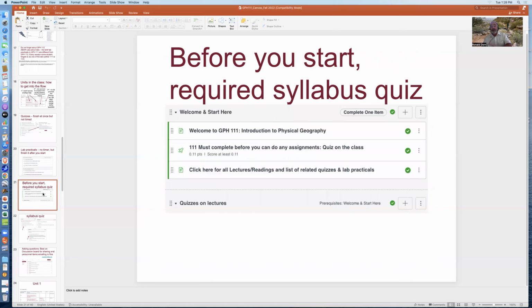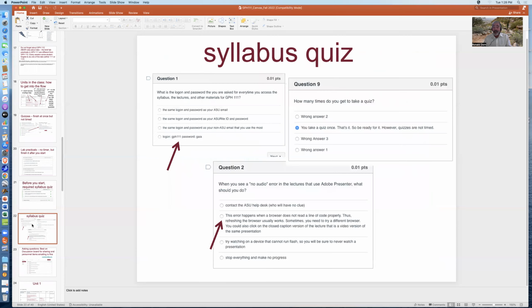But before you can do any of this, you have to take the required syllabus quiz. You need to read the syllabus, and you need to get 100% on the syllabus quiz. I used to not do a syllabus quiz, but too many students just didn't read the syllabus, didn't understand the rules, and didn't even watch this presentation to get an overview of the syllabus. So the syllabus quiz will be super easy.